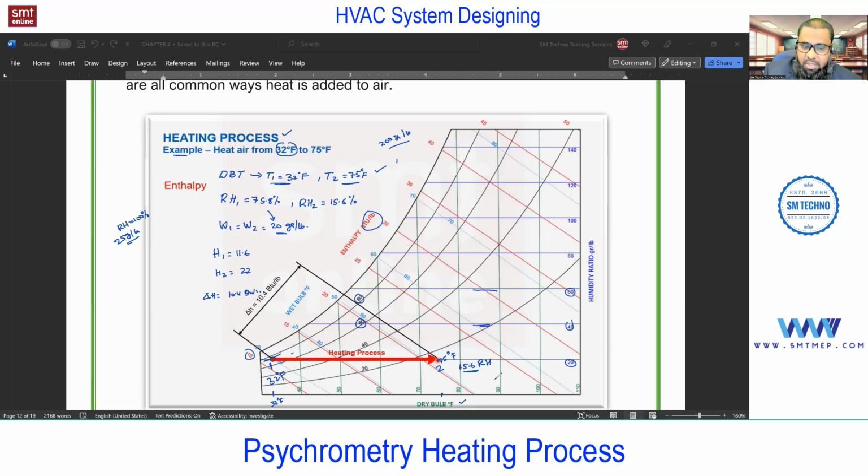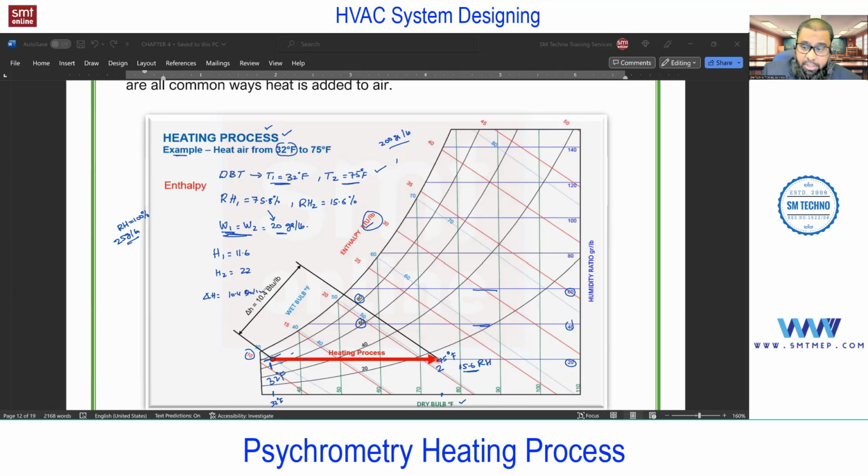So if you add this 10.4 BTU to the air at a temperature of 32 degrees Fahrenheit, it can increase to 75 degrees Fahrenheit without increasing the moisture. Moisture means the humidity, because the humidity ratio is the same. RH will decrease because the holding capacity decreases, which we already discussed. This is per pound of air, right? Yes, this is per pound. You see 10.4 BTU per pound.